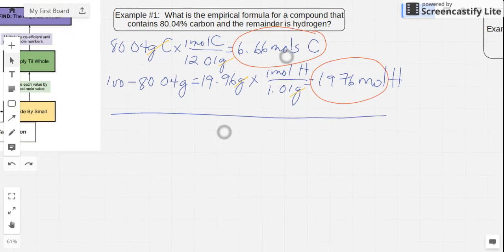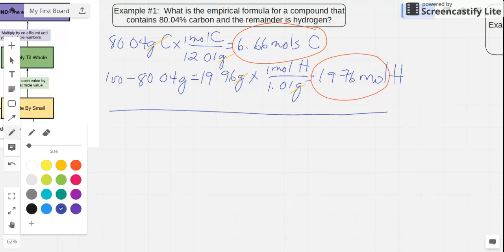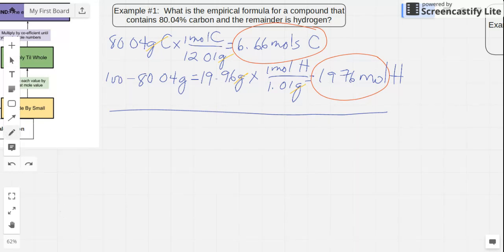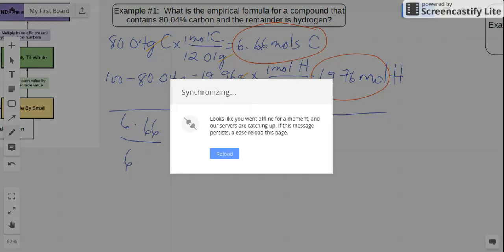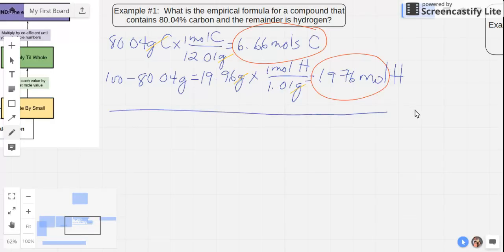The next step is we have to look at the smallest value that we generated. So the smallest value that we got is 6.66. That means we need to divide all the coefficients by the smallest value. So we ended up with 6.66 moles carbon and 19.76 moles of hydrogen. So the next step is we choose the smallest value, which is 6.66. So we divide both answers by the smallest value, 6.66.